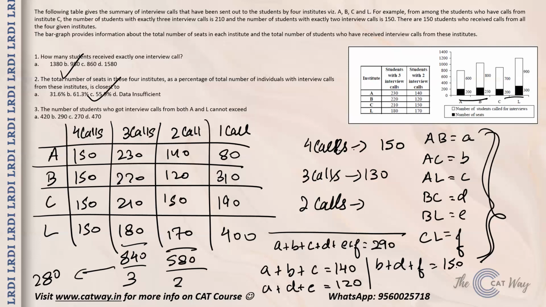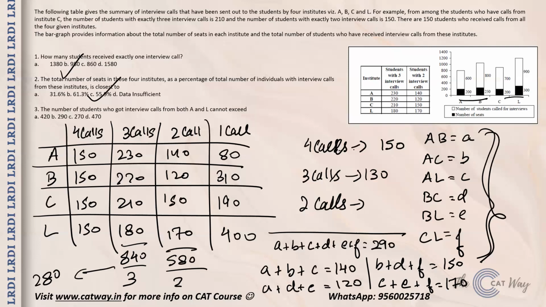And then 170 people from L. Some have got calls from A, that is C, some from B, that is E, and some from C, that is F. And this total value is equal to 170. Now what you have to maximize is the number of people who have got calls from A and L, that is, we have to maximize the value of C.